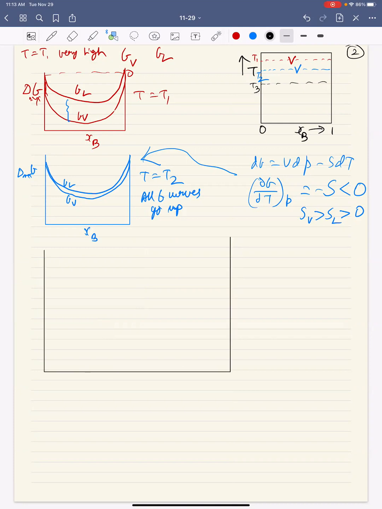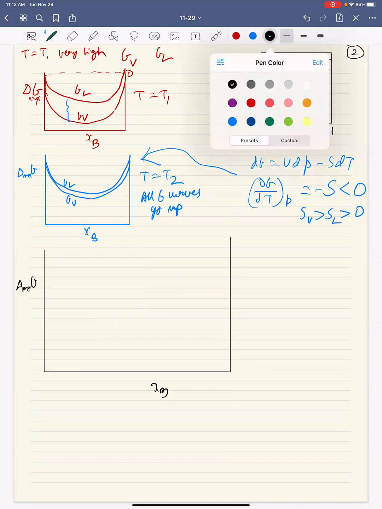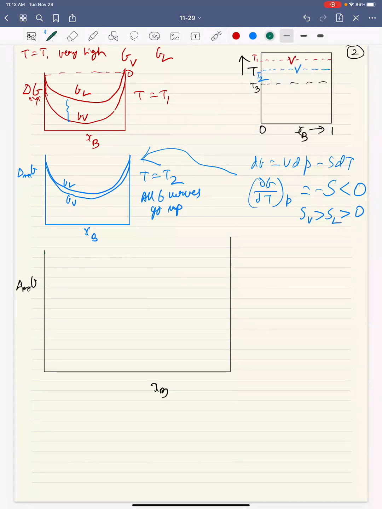Let's draw a bigger one. And here we have delta mixing G versus XB. I will now use dark green to draw the liquid. This is G liquid. And I will use red to draw vapor. Okay. And these curves are a bit tricky to draw.